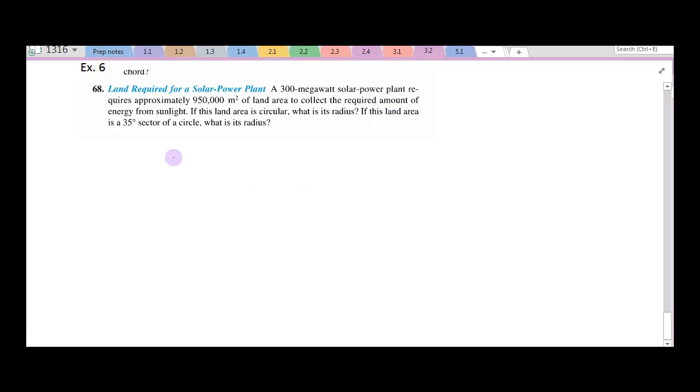They're giving us the degree of the sector of the circle, so we're kind of working our area of a sector formula backwards, if you would. So I'm going to kind of draw a picture here just to show you what's happening. I know that I have some amount of land. The area has been given to me already, and I know that this angle in here is 35 degrees. So what I'm asked to find is, what is the radius of this sector?